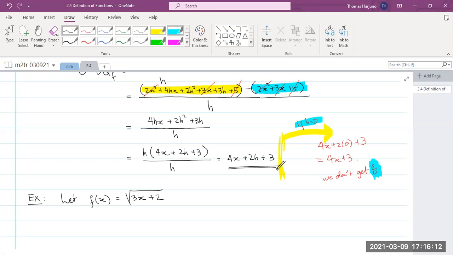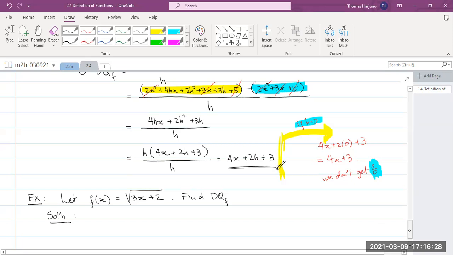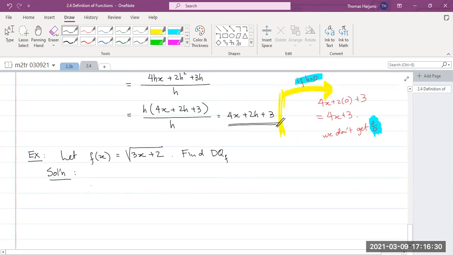Okay, find the difference quotient of that function. So, solution. First one, what is f of x plus h? That's the square root of 3 times x plus h, plus 2. That is the square root of 3x plus 3h plus 2.